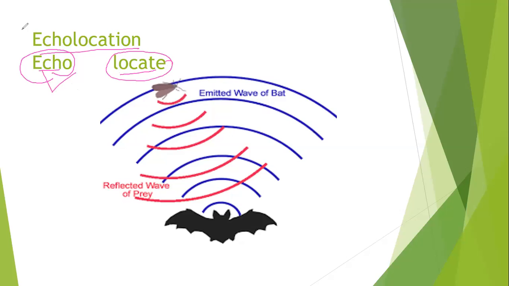This technique, this process, we observe in bats and some animals like dolphins. Bats don't have eyes. So how do they move, how do they travel from one place to another if they don't have eyes? They don't have eyes, but they have ears. They produce some sound continuously at a specific frequency.